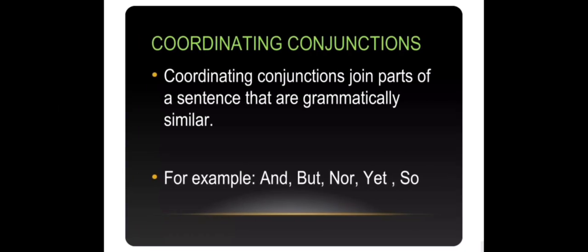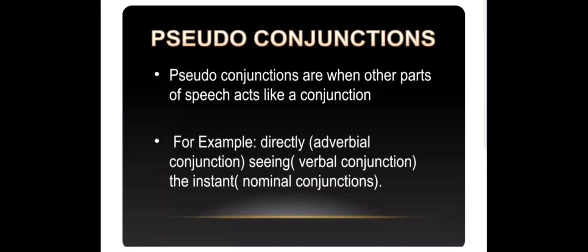Next we have coordinating conjunctions. Coordinating conjunctions join parts of a sentence that are typically similar and of similar rank, just like we have studied about compound sentences. In compound sentences, coordinating conjunctions are used. For example, we use the formula FANBOYS. These are for, and, nor, but, or, yet, so. These are all examples of coordinating conjunctions.